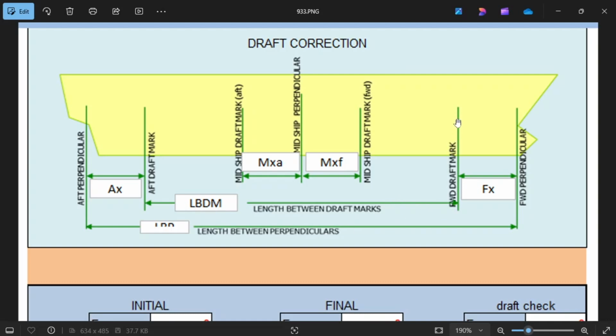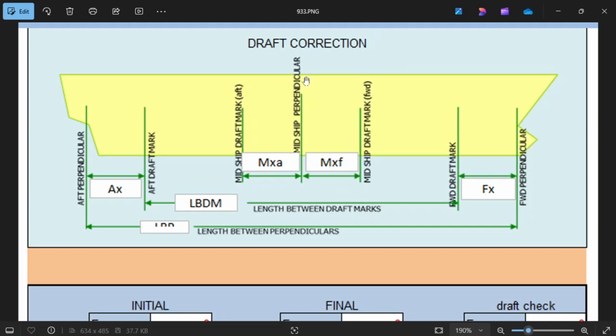Meaning drop marks. This is your drop forward, and this is your drop up. So the distance between your drop up and your drop forward is what you call the length between marks, or length between drop marks. Okay, length between drop marks.